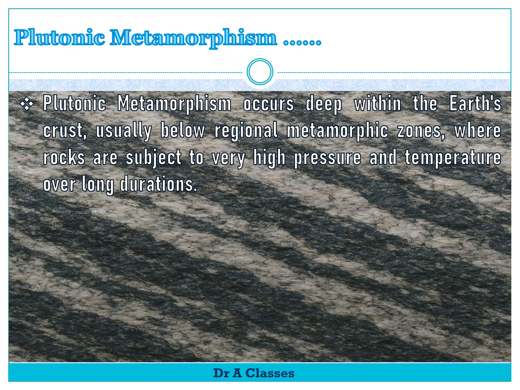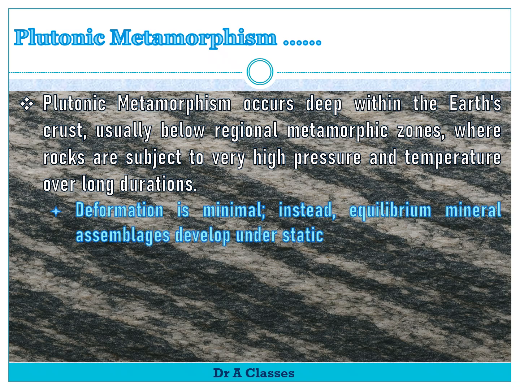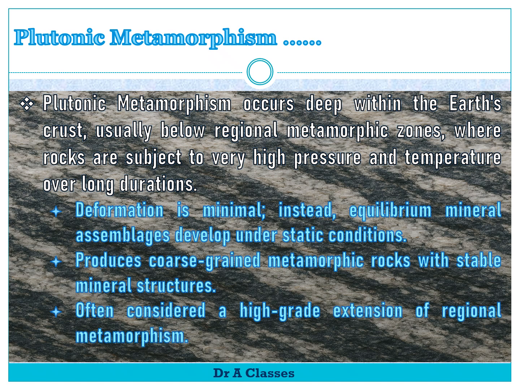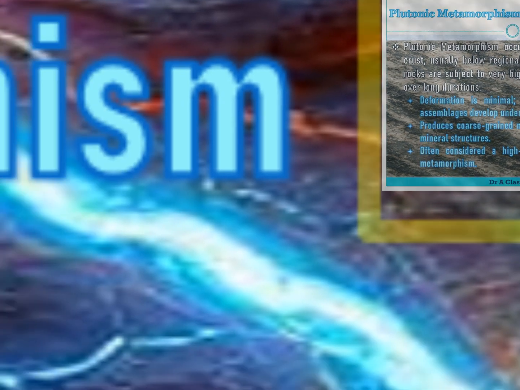Unlike other types of metamorphism, deformation is minimal. In this environment, rocks instead experience static conditions, allowing equilibrium mineral assemblages to form, meaning minerals grow and rearrange themselves in a stable, balanced way without much stress or movement. This results in the formation of coarse-grained metamorphic rocks, which are marked by large, well-formed mineral crystals and stable mineral structures. Plutonic metamorphism is often seen as a high-grade extension of regional metamorphism, representing the deepest and most intense metamorphic conditions. It plays a key role in forming the rocks of mountain belts and stable continental interiors.